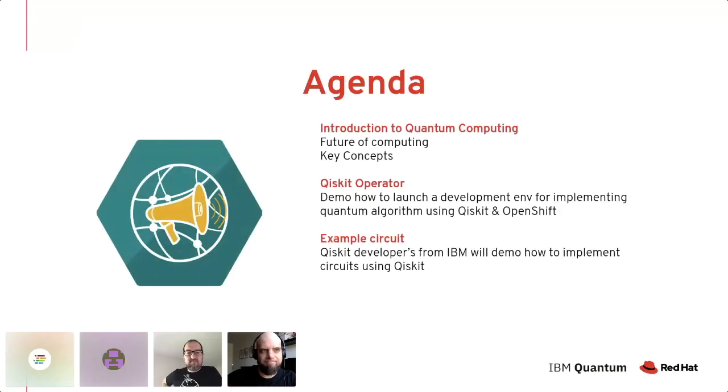We are going to talk about how the future of computing is probably going to look. Then we will discuss some key concepts of quantum computing. Then I will demo how to launch a development environment for implementing quantum algorithms using Qiskit and OpenShift. And the team from IBM will demo how to develop a quantum circuit using Qiskit.